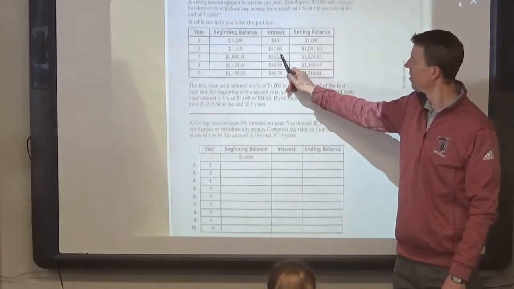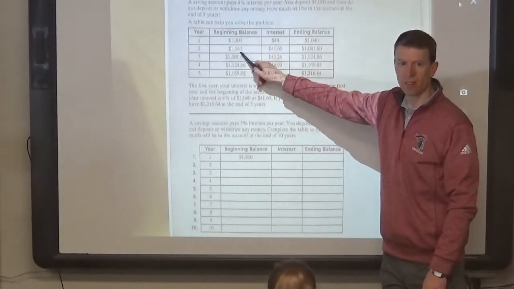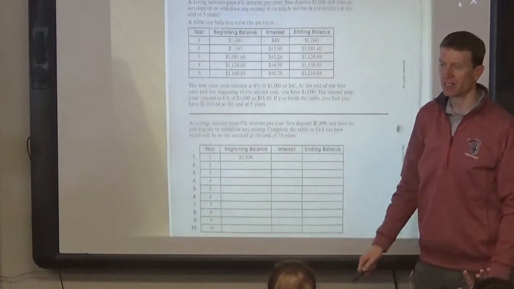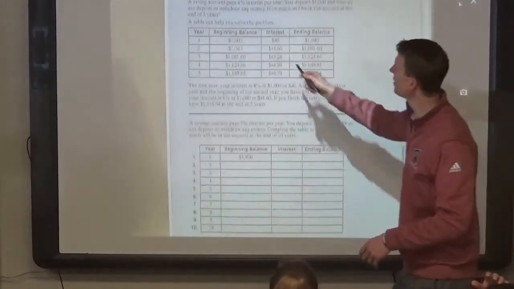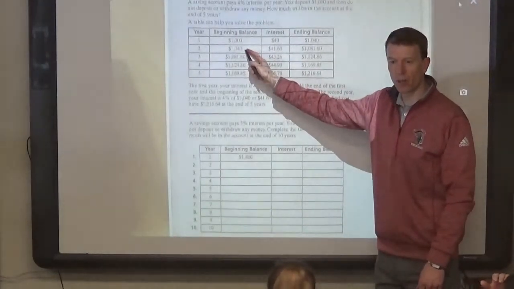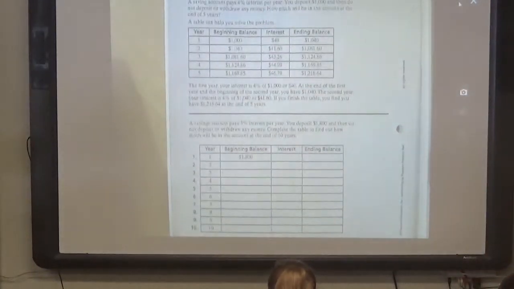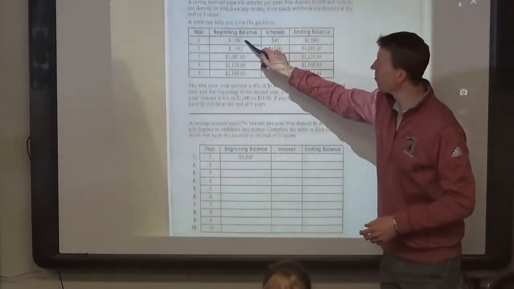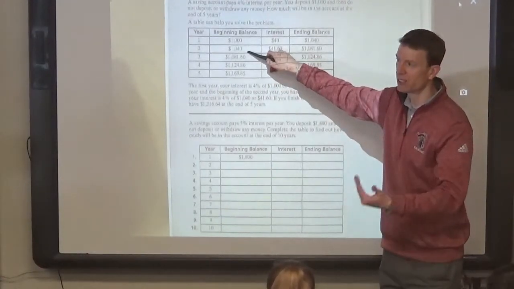$41.60. Right? So add that to the beginning balance of year 2, and that's $1,081.60. Okay? So we're getting paid interest on the interest that we earned already. That's called compound interest. When they pay you interest on the interest that you earned, not on the beginning balance of the first year of the original amount, but interest on the interest, that's called compound interest.